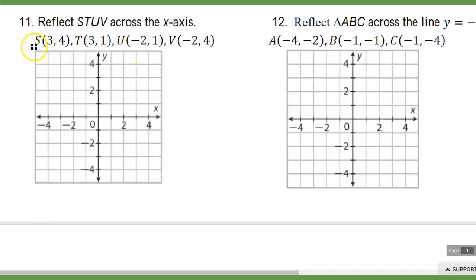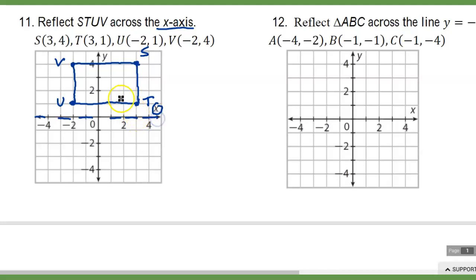transformations. So let's start by graphing these, plotting these points. So 3, 4. There's S. 3, 1. Here's T. Negative 2, 1. Negative 2, 1 is over here. There's U. And negative 2, 4. So there's V. So it looks like we have a rectangle. And we want to reflect it over the x-axis. So here's the x-axis. So we're going to reflect it right over here.